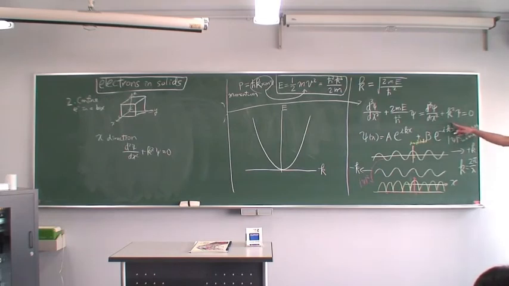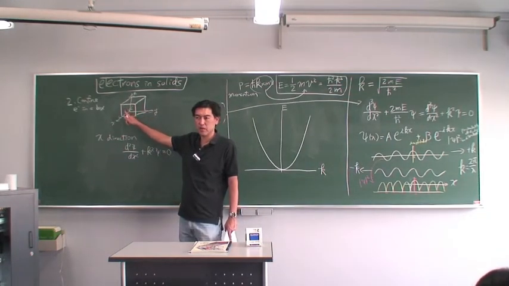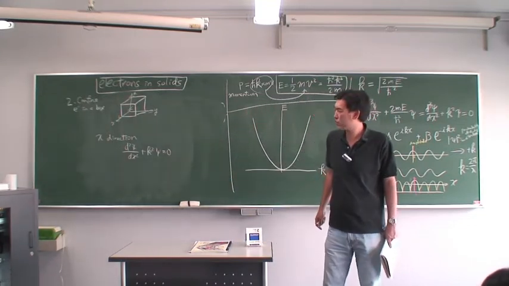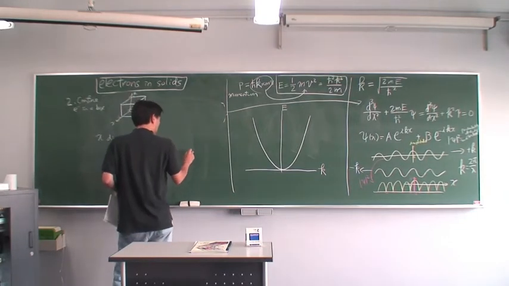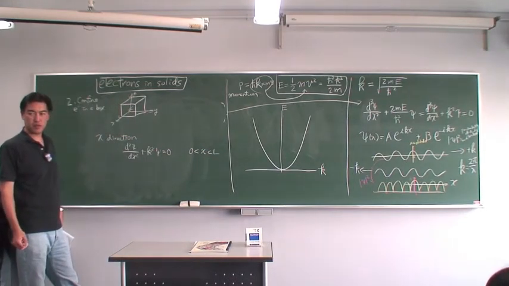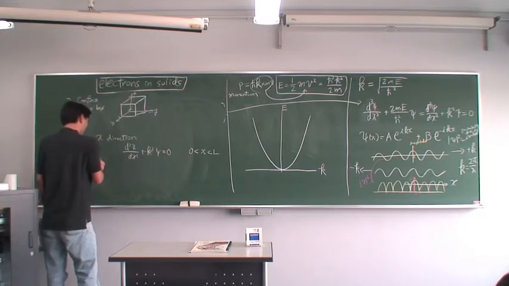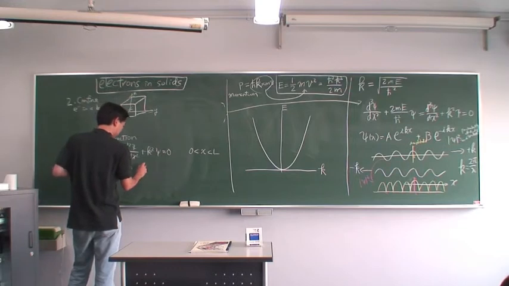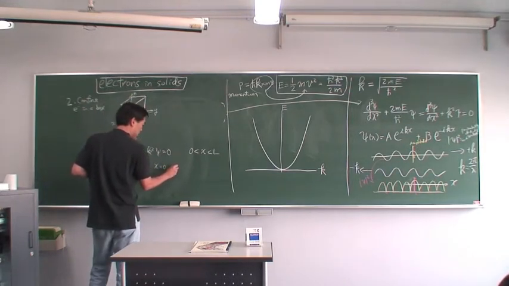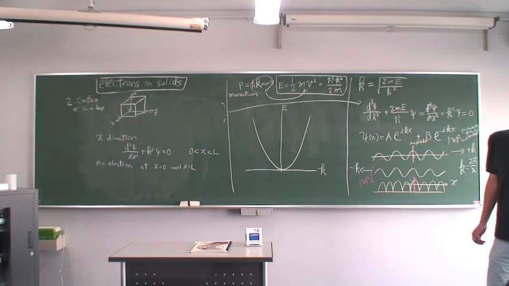Nothing special about this equation. This is just the same as this one. And this one was derived assuming that there's no potential. The electron is feeling no potential. We just assume that as long as the electron is in the box, it doesn't feel anything. It just moves freely. Okay? But this is true only for x between 0 and L. And we find no electron at x equals 0 and x equals L. So we find no electrons at 0 and L, right? At the surface of the box.